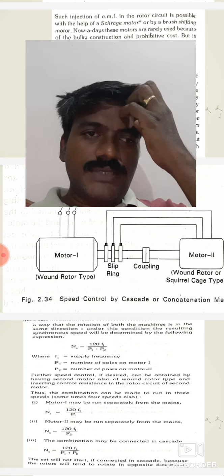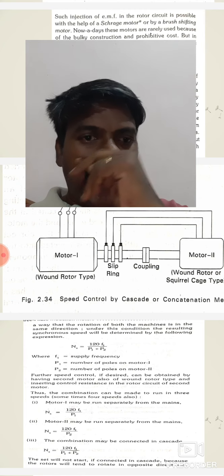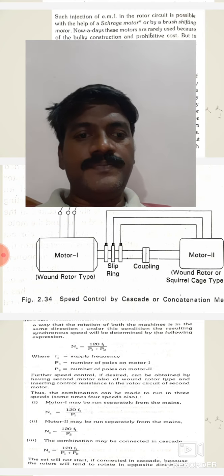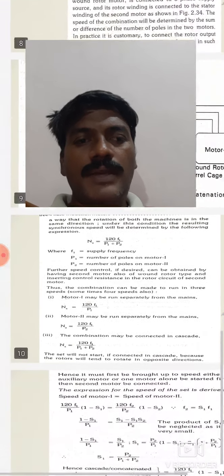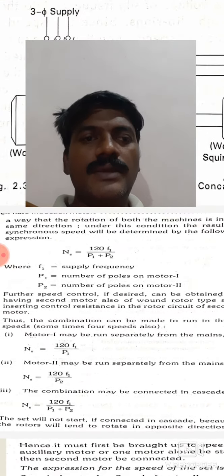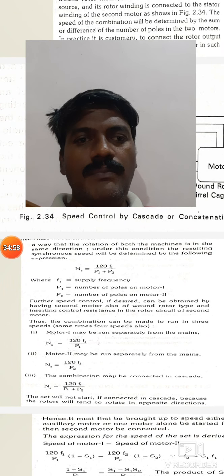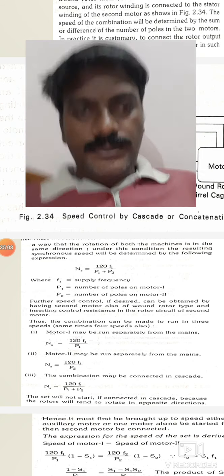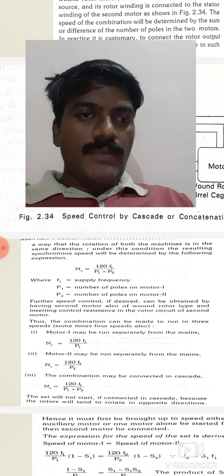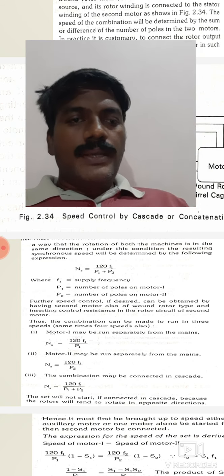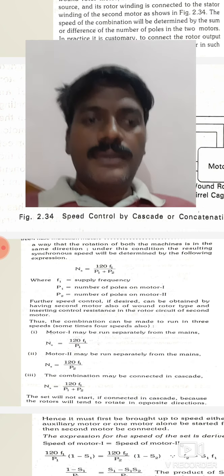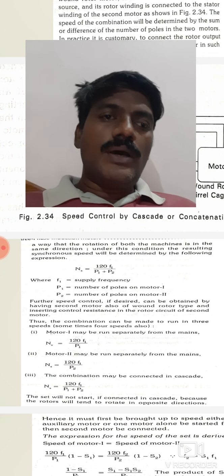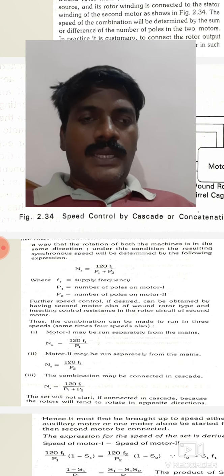So we have one expression. By using that expression, we can determine the synchronous speed of the combined set. So, very important thing, in a cascade connection, two motors are required. One motor must be wound type, another may be a wound type or squirrel cage type, right? And these two are mechanically coupled, or connected through a gear.